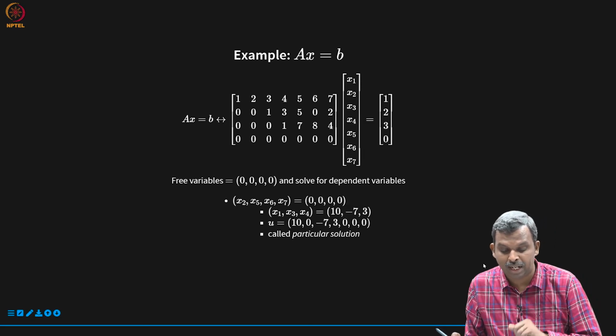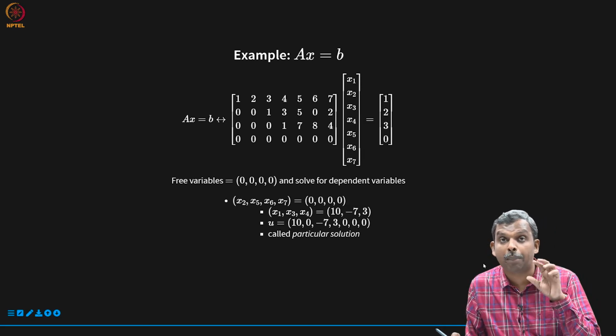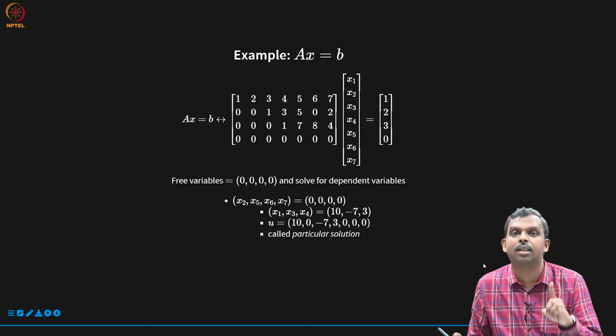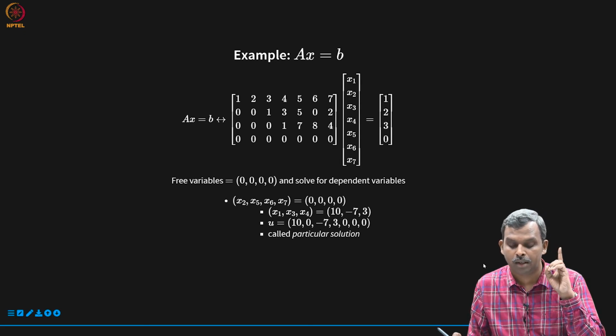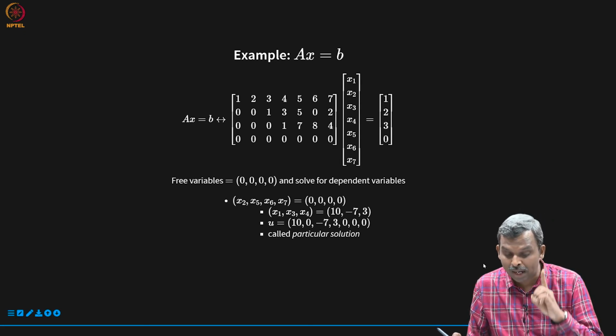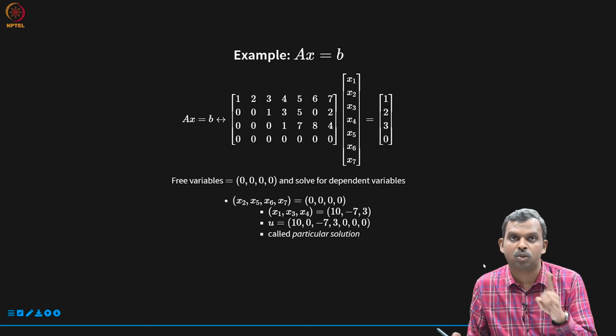Okay. So that's what I've done here, and such a solution is called a particular solution. It's one vector in the solution. Okay. So it is one value of v such that Tv equals w. Okay, one solution for x.